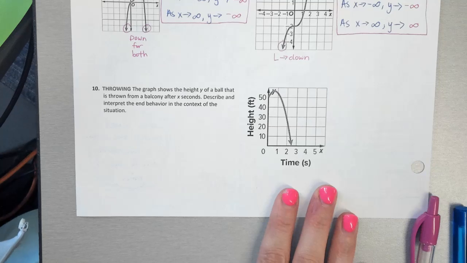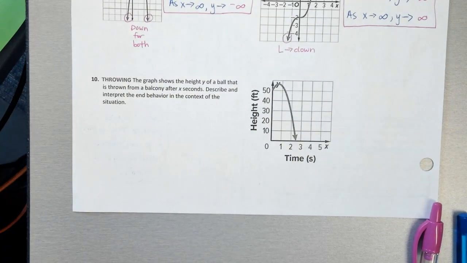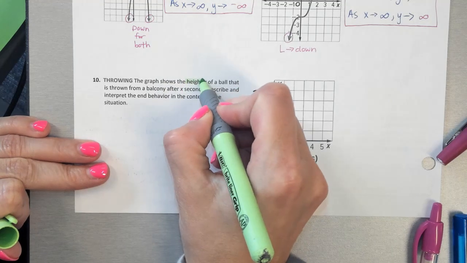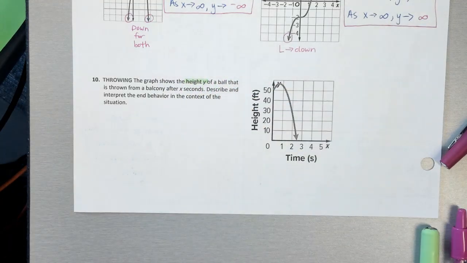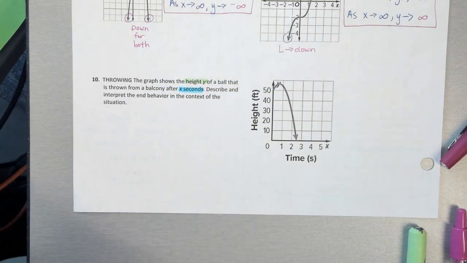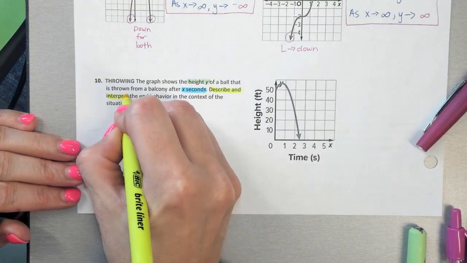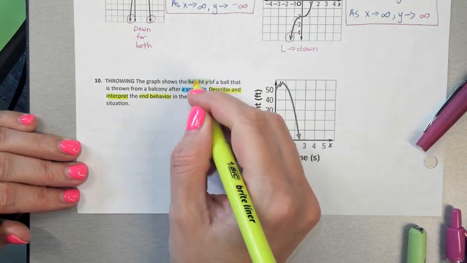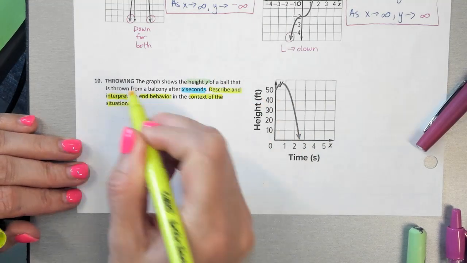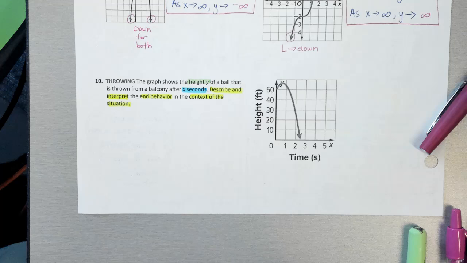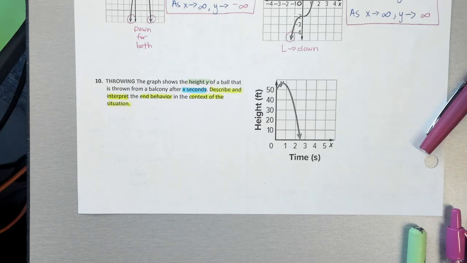And then what we're going to do now is apply end behavior to a real world situation. This graph is going to show the height, y, of a ball that is thrown from a balcony after x amount of seconds. So we're going to have to describe and interpret the end behavior in the context of the situation. The first thing we're going to write down are just some notes on what's happening in the situation, and then we'll come up with a statement together, okay?